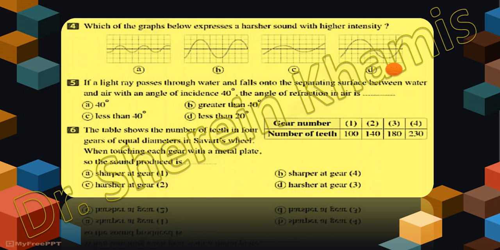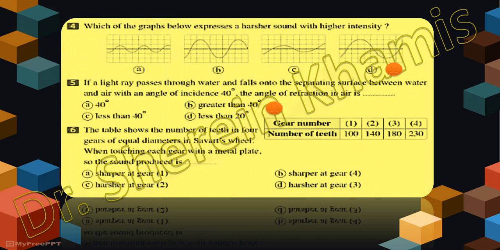Okay, let's go into question 5. If a light ray passes through water and falls onto the separating surface between the water and air with an angle of incidence equal to 40, the angle of refraction in air is... In water we have the angle 40, so will it increase or decrease? In air it will increase, as light travels in air with higher speed compared to the water. So it will be more than 40, or greater than 40. So the right answer will be letter B, greater than 40 degrees.